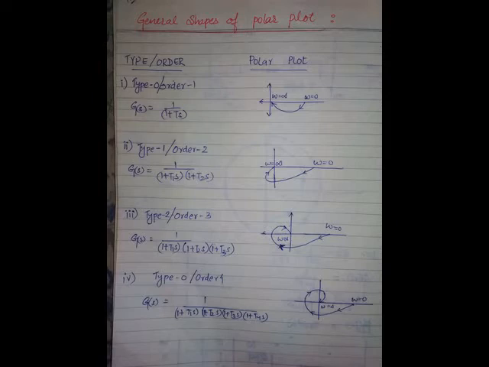Suppose we have any type 3 system. Type 3, the starting order also will be 3. This is 1 by j omega cube. 1 by omega cube is the magnitude. Angle is minus 270. So if you observe, this minus 270 degree line itself is the polar plot, because the magnitudes are changing but the angle is not changing in this case.